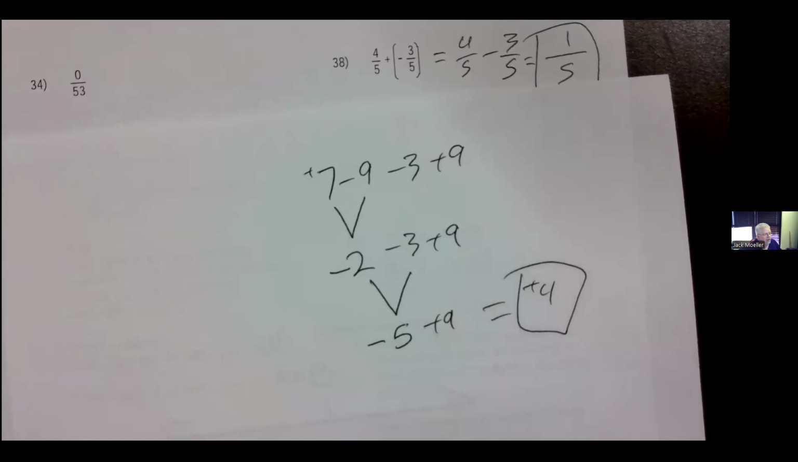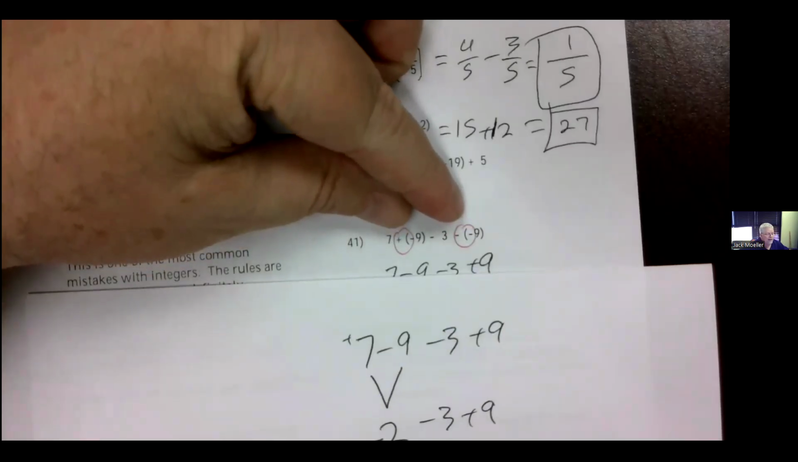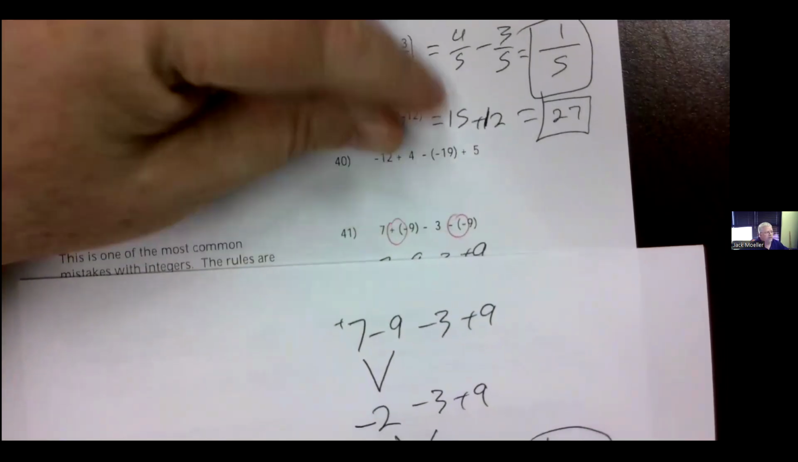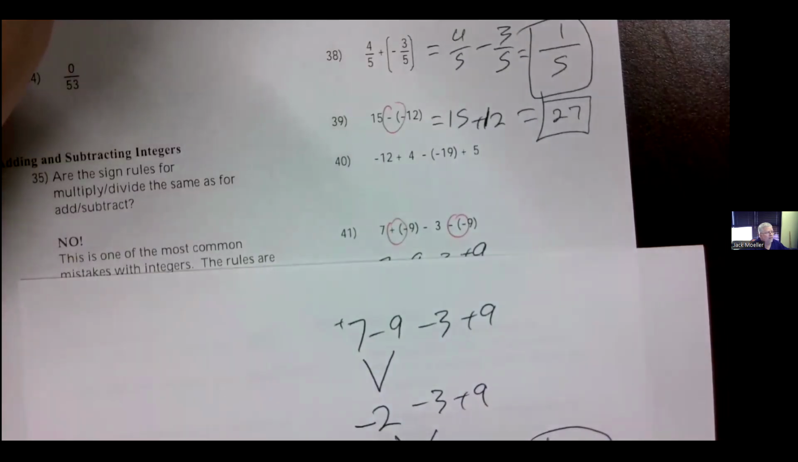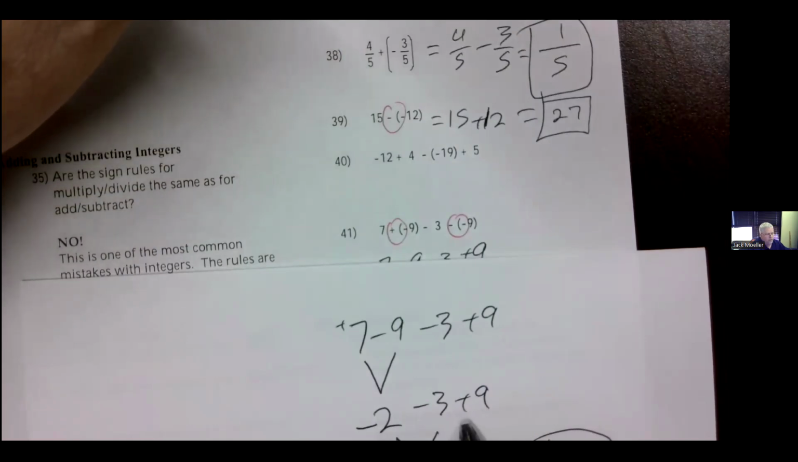I see tons of mistakes on problems like this. One, because of not dealing with double signs properly, and two, PEMDAS has messed people up where they think they always have to add before they subtract, and they see a plus sign and they think just because there's a plus sign they're adding, which is not always the case.